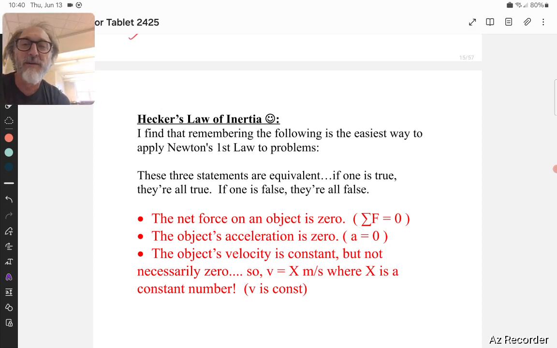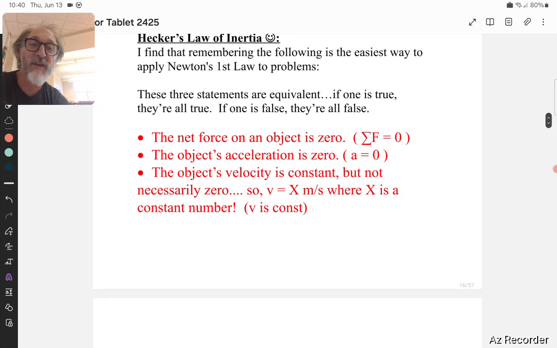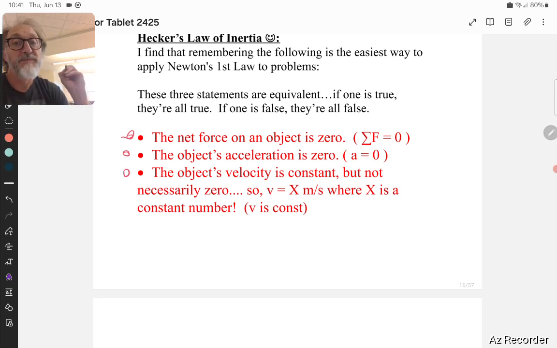Here's what Newton's first law says. It tells us that if the net force on an object is 0, then the acceleration is going to be 0. And if your acceleration is 0, remember that means your velocity is constant. It doesn't necessarily have to be 0, but it's constant. This is super important: net force being 0 means acceleration is 0, which means the velocity is constant. It could be moving, as long as it's moving at a constant velocity.